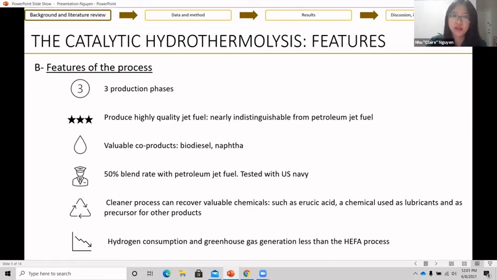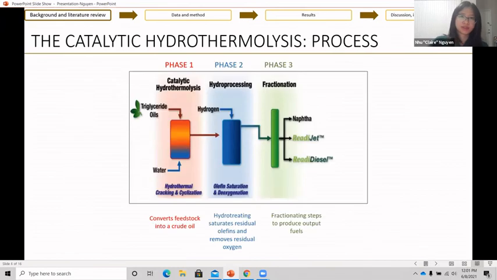It also produces valuable co-products, which include biodiesel or naphtha. And the process can also recover valuable chemicals such as erucic acid, which is used as a lubricant or a precursor for other products. And finally, the CH process consumes less hydrogen and generates less greenhouse gas than the HEFA process, which is another advantage of this process. And these are the 3 phases of the CH process.